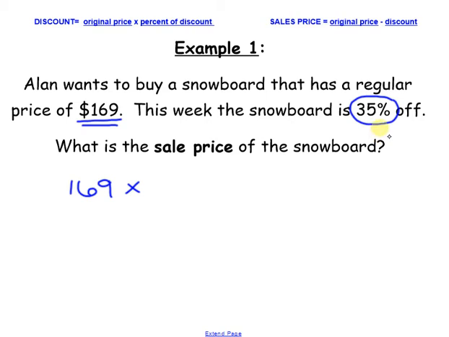Now we need to pause for a minute. The item is 35% off. To put this in the calculator, we actually need to make this a decimal. And if you remember, it's a very easy method to do. The decimal point is at the end, and you move it to the left 2 spots. So you're going to do 169 times 0.35. Go ahead and put that in your calculator now.